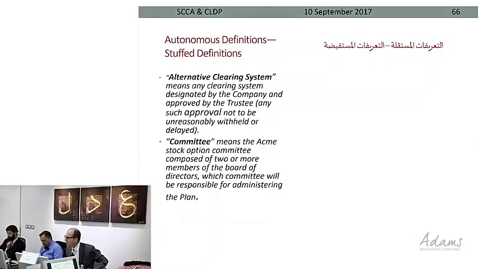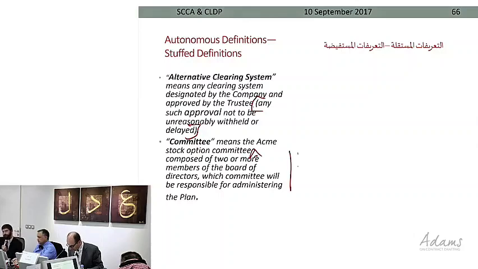Don't stuff your autonomous definitions. Don't use them as a convenient place to put stuff. So, alternative clearing system means this. Don't stick in that parenthetical language just because it's a convenient place to put it. It complicates things. And committee means the Acme Stock Option Committee, period.